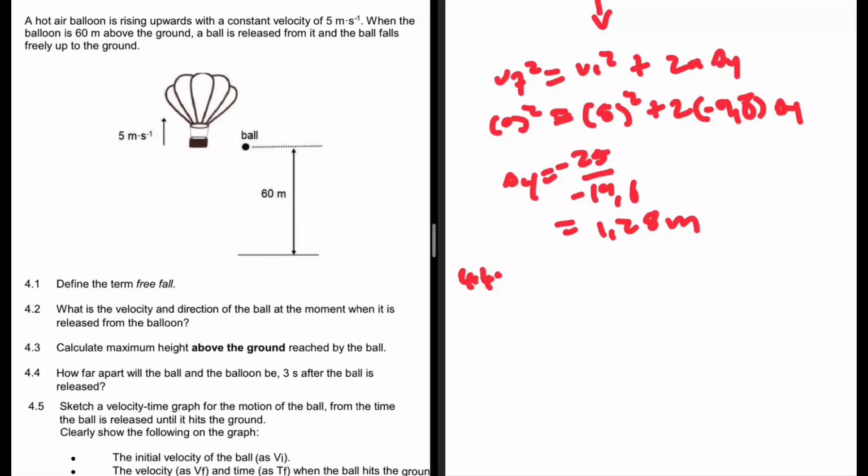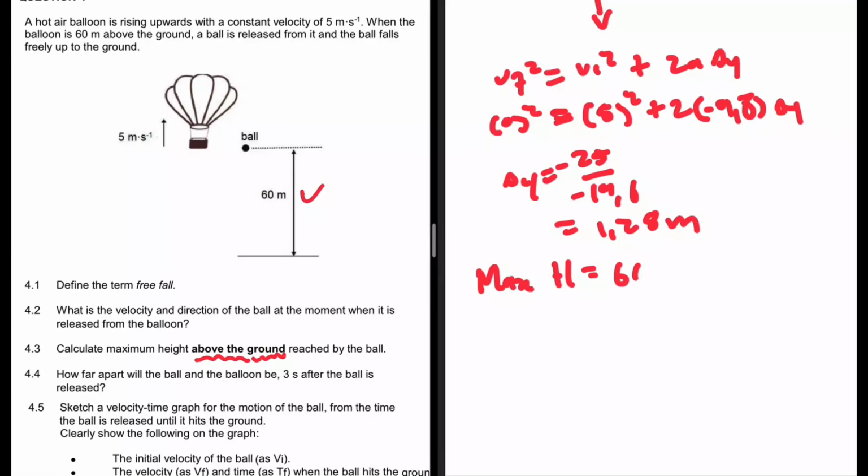That is the mistake that most people make. The question says calculate the maximum height above the ground, in bold, right? Not the displacement from the time at which it is projected. No, the maximum height above the ground. So the maximum height is equal to 60 meters, as you can clearly see from the sketch, plus 1.28, which is going to give us 61.28 meters. So make sure that you don't miss those kinds of things, because most people do miss them.